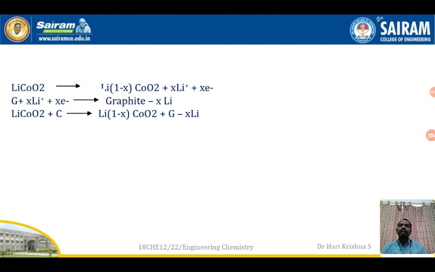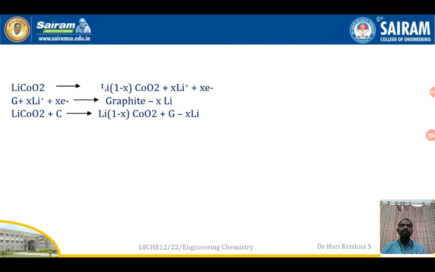So at the anode, what will happen? Lithium cobalt oxide undergoes oxidation to give Li(1-x) cobalt oxide, lithium ion and electrons. Here the lithium ion is important. So lithium undergoes oxidation to give Li plus and electron. This is during discharge, when you are using your mobile. Next, this lithium ion will enter into graphite, forming lithium graphite. The overall reaction is carbon, lithium cobalt oxide gives this.